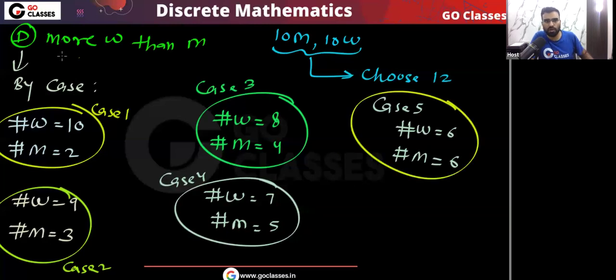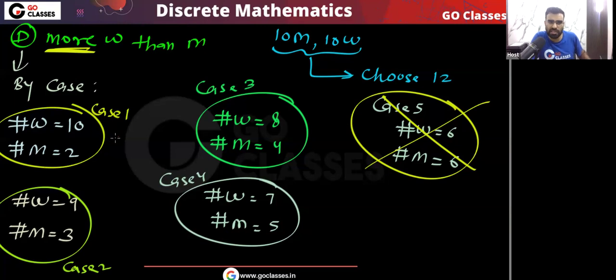Yes or no? Because we want more women than men. More women we want. So this case we will not consider, because here the number of women and men is equal. So this case we are not going to consider. Only four cases will be there. Agree? Number of women can be 10, 9, 8, 7. That's it. Only these four cases will be there.